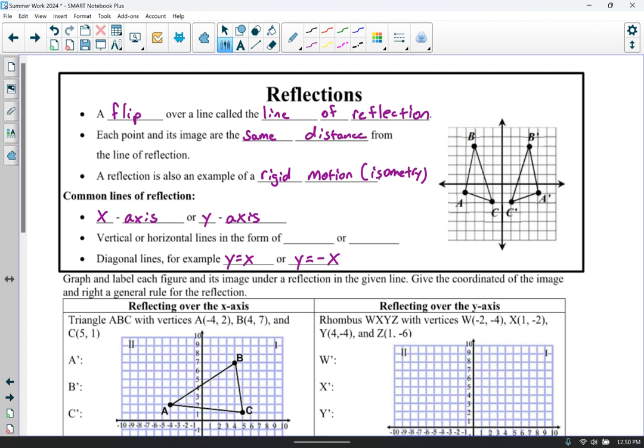Some other common lines of reflection you can work with is really just any x equals a number equation, meaning a vertical line, or any y equals a number equation, a horizontal line. But we're not really going to look at that in this summer math work, but it's good to know that that happens also. And there you would just count spaces back and forth, similar to the x-axis and the y-axis.